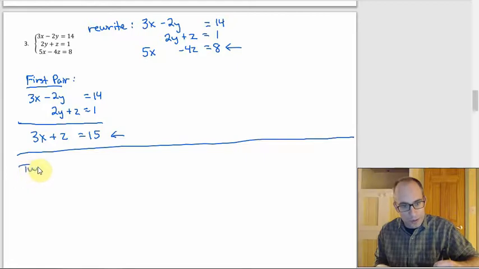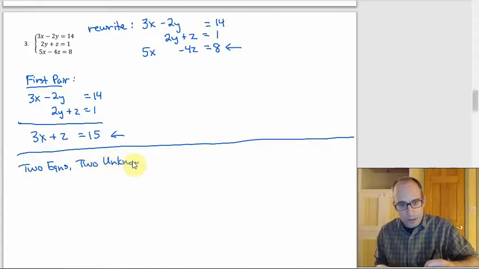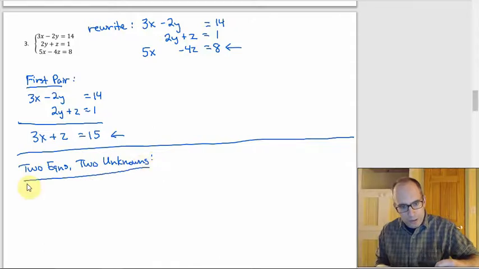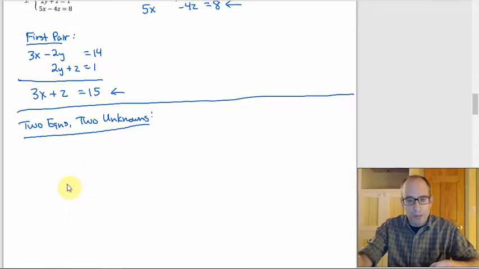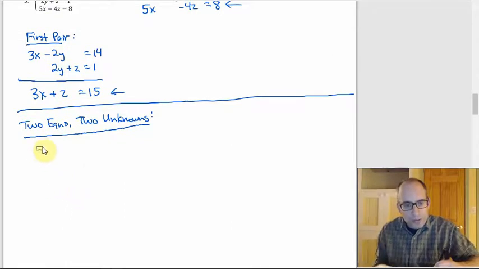So 2 equations with 2 unknowns. I'm getting way ahead of myself. So we've got 5x minus 4z equals 8. I guess we just rewrite our equations. 5x minus 4z equals 8. And then 3x plus z equals 15.